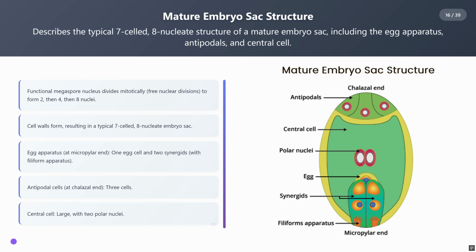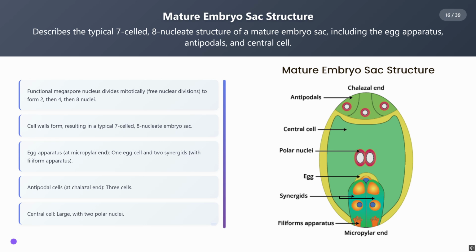What's in the middle? Right in the center, occupying the main volume of the embryo sac, is the large central cell. What's unique about this central cell is that it contains 2 nuclei, called the polar nuclei. They are typically located just below the egg apparatus before fertilization. So we have the egg ready, helped by the synergids with their guides, the antipodals at the back, and this big central cell holding 2 polar nuclei.